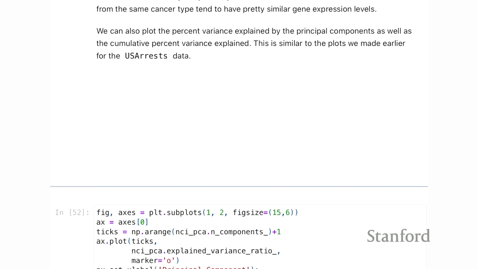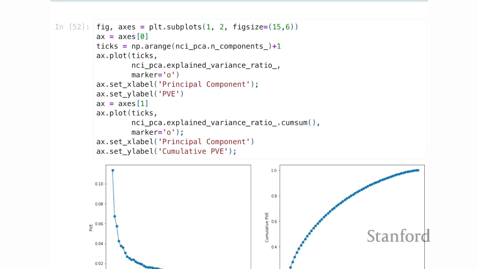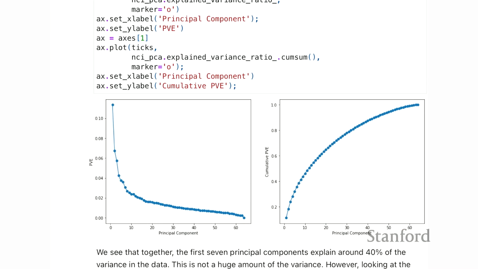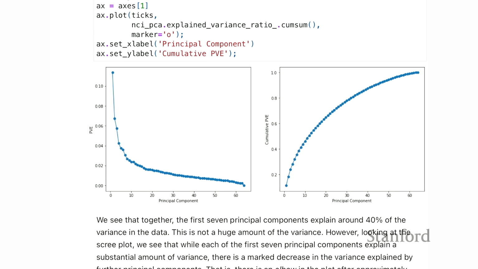Okay, so let's take a look at the sort of similar plot we saw for the USArrests data. We're going to plot the percent variance explained and the cumulative percent variance explained. Remember, for the USArrests data, I think the first principal component had 60% of the variance explained. Here, well, 15%. And that's actually still quite a lot for 7,000 variables, right? If it was completely randomly spread, it would be 1 out of 7,000 or so.